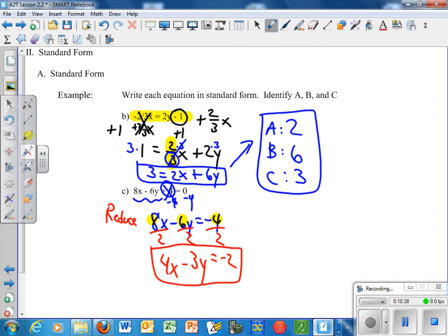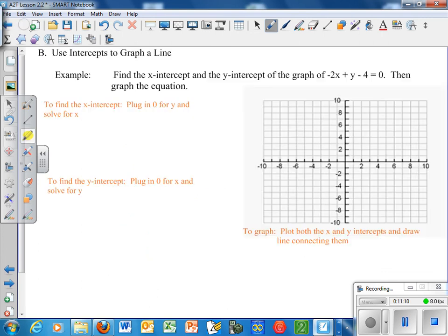You reduce if you can. We couldn't on the other ones because the greatest common factor was 1. And now we're going to identify A, B, and C. So A is what's in front of x, which is 4. B is what's in front of y, which is negative 3. C is the constant term on the other side, which is negative 2. So make sure you give both answers when you're working in your homework for this lesson. The equation in standard form, make sure it's reduced, make sure there are no fractions, and A, B, and C.